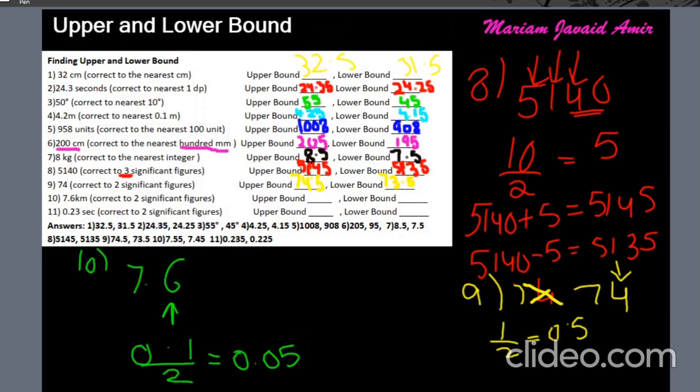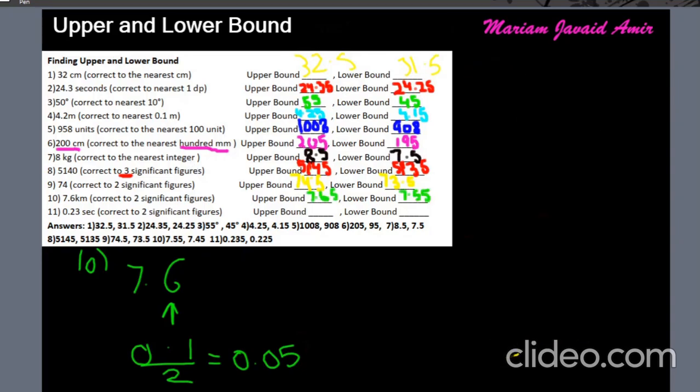So add this to 7.6 and we get 7.65, and subtract it from 7.6 and we get 7.55. These answers here are wrong. I probably made some typing mistake here, so fix this at 7.65 and 7.55, and in the end we have 0.23 correct to 2 significant figures.